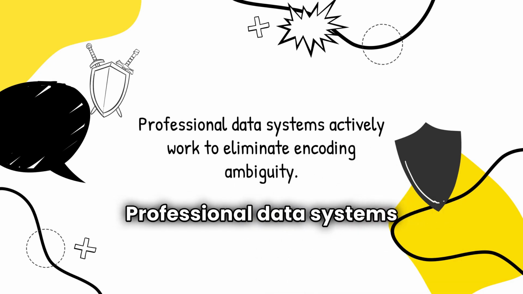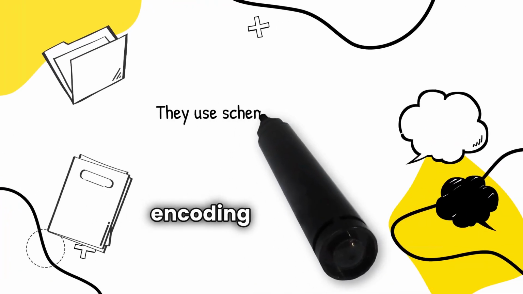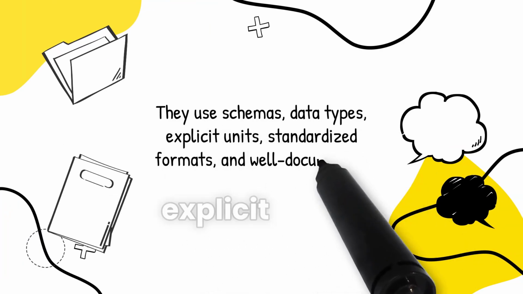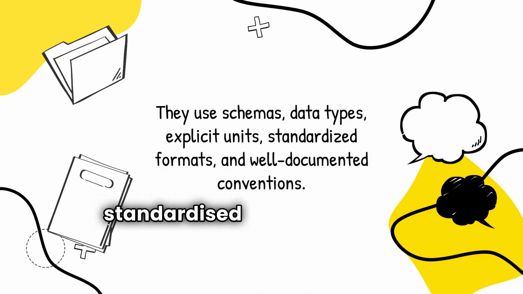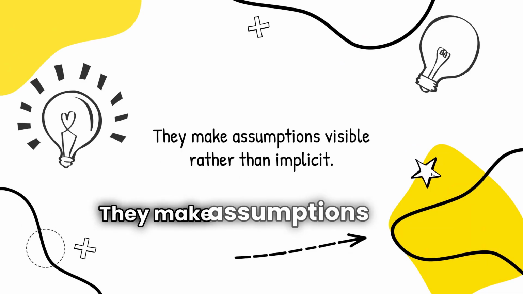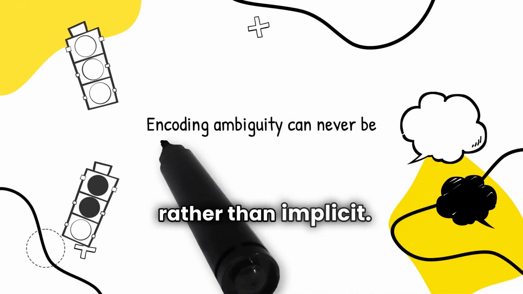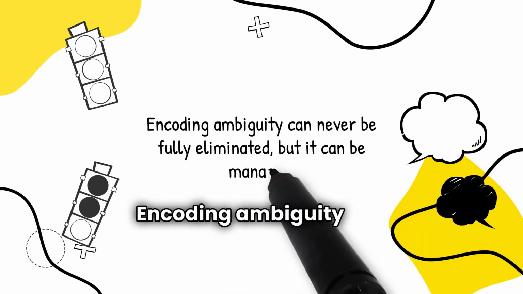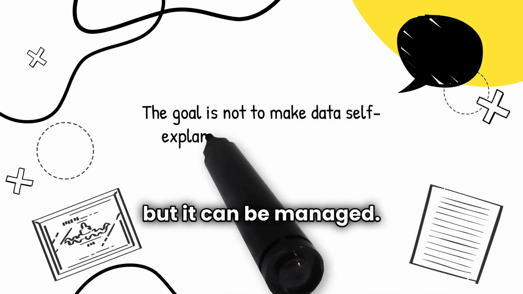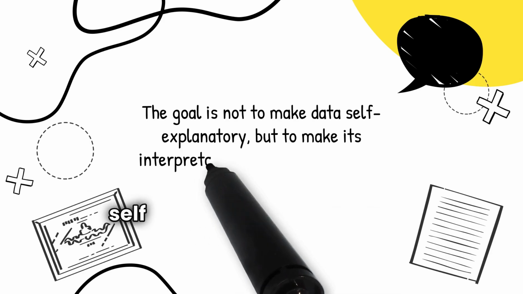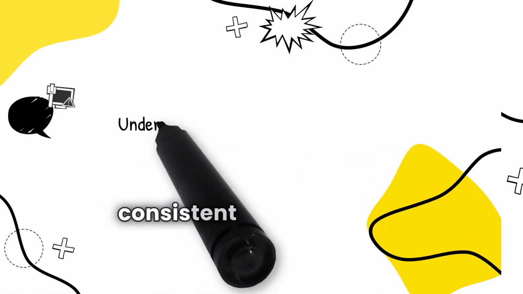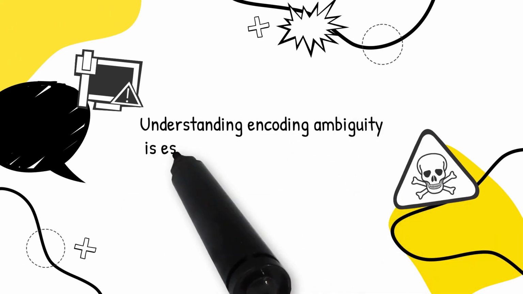Professional data systems actively work to eliminate encoding ambiguity. They use schemas, data types, explicit units, standardized formats, and well-documented conventions. They make assumptions visible rather than implicit. Encoding ambiguity can never be fully eliminated, but it can be managed. The goal is not to make data self-explanatory, but to make its interpretation explicit, consistent, and verifiable.